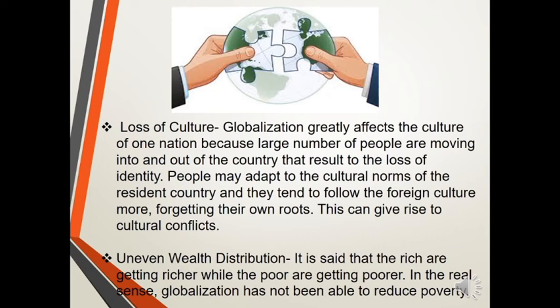The other one is uneven wealth distribution. It is said that the rich are getting richer while the poor are getting poorer. In the real sense, globalization has not been able to reduce poverty. So why do you think this happened? One reason is that there are nations who have the capacity to use advanced technology and who are able to access information. And of course, they are on their way to development.